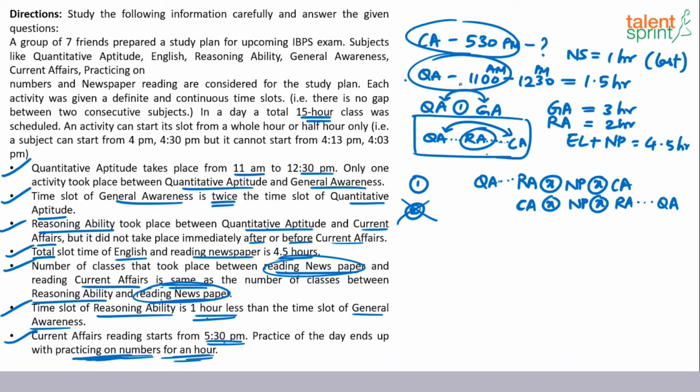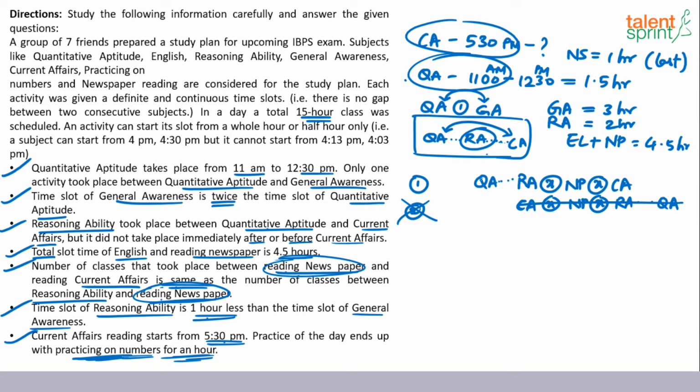Current affairs starts at 5:30 p.m. Quant starts at 11 a.m. So quant should come before current affairs. So can you have quant here in this case? Case 2, not possible. Because if current affairs is at 5:30 p.m., quant here means it is after 5:30 p.m., which is wrong. Quant was at 11 a.m. First one is possible. Case number 1 is possible. Quant at 11 a.m., then current affairs at 5:30 p.m. Possible. That is possible, right? So case 2 is ruled out. There is only one case. And in that case also not everything is fixed.